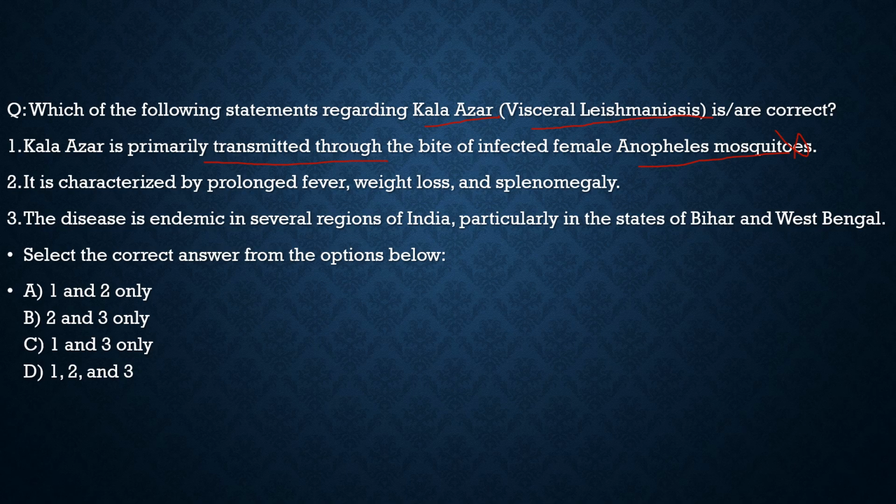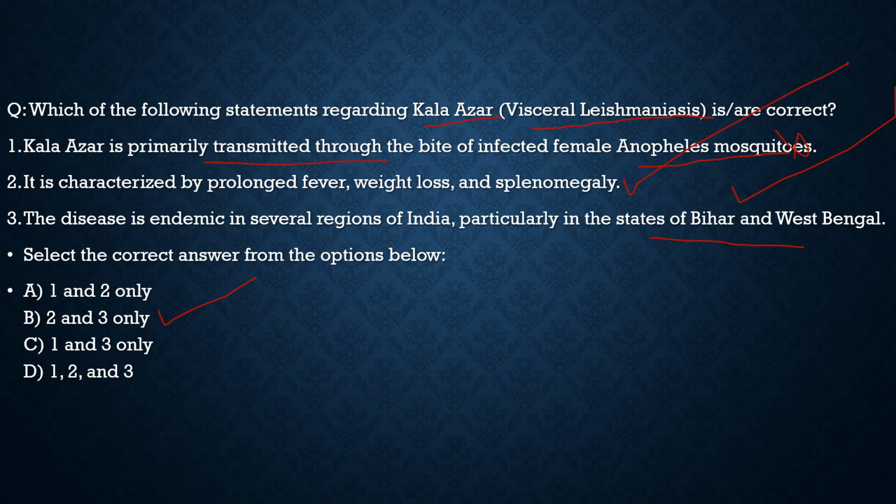Second statement, it is characterized by prolonged fever, weight loss, and splenomegaly. 100% correct. Third, the disease is endemic in several regions of India, particularly in the states of Bihar and West Bengal. Correct. So with respect to this question, the correct statements are statement 2 and statement 3. And from the code given below, the correct code is option B. With this, we have completed the questions with respect to current affairs. Now let us shift our approach towards the static portion topic today, which is Article 24.